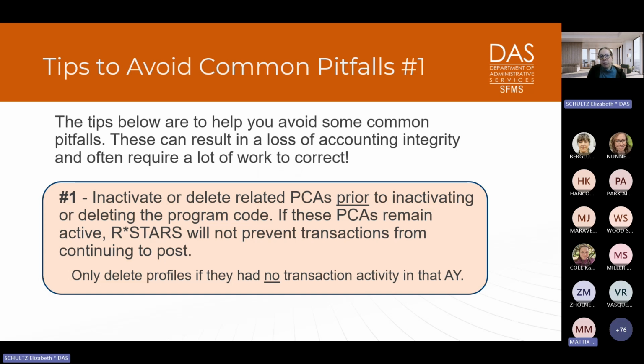Those PCAs should be deleted before the program codes are deleted or inactivated by SABRS. We want to make sure that we don't have any PCAs that are pointing to old program codes that are no longer there, because the system only verifies the program code is valid when you originally saved the PCA profile. We've made some edits to prevent this from happening, but make sure you're cleaning up your accounting structure. If you're going to be removing program codes, you want to also remove any PCAs that relate to those program codes because they won't be valid anymore.